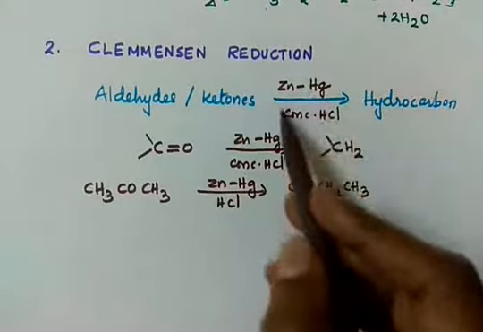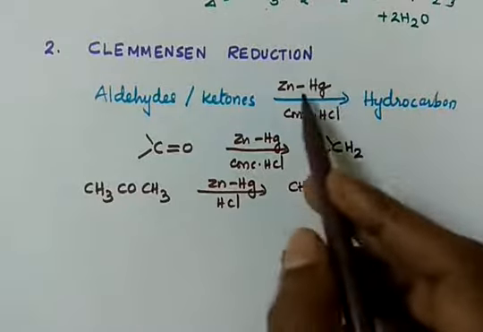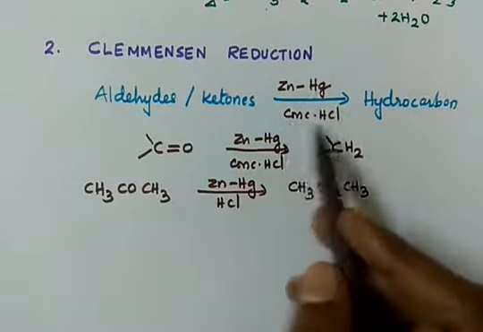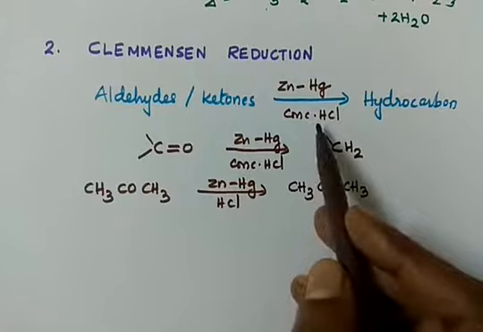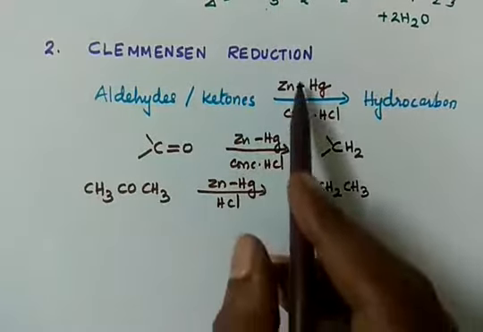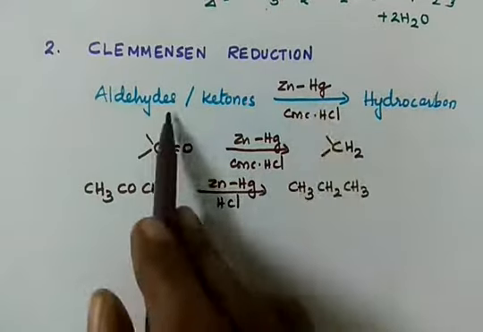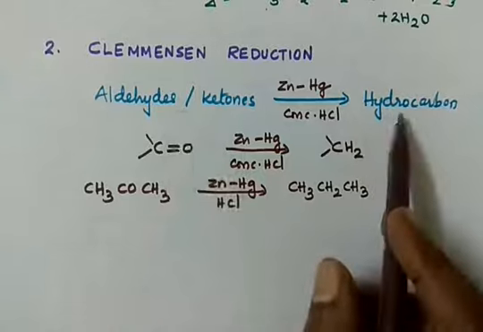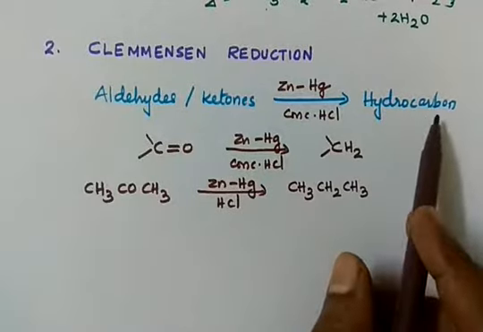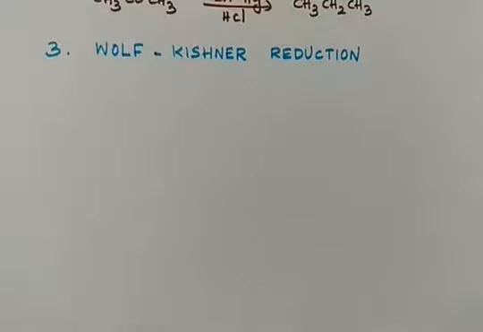So this reducing agent is very important here: zinc amalgam and concentrated hydrochloric acid. For Clemmensen reduction, the reducing agent is this one. Aldehyde or ketone is reduced to the corresponding hydrocarbon. Next one is Wolff-Kishner reduction.